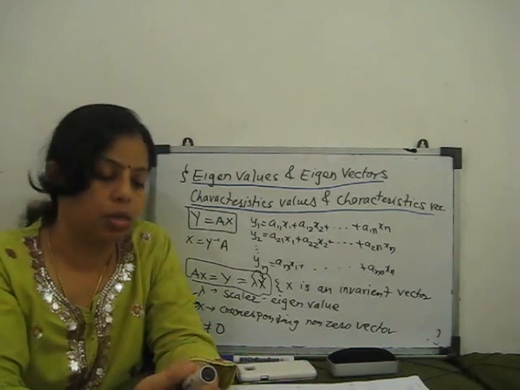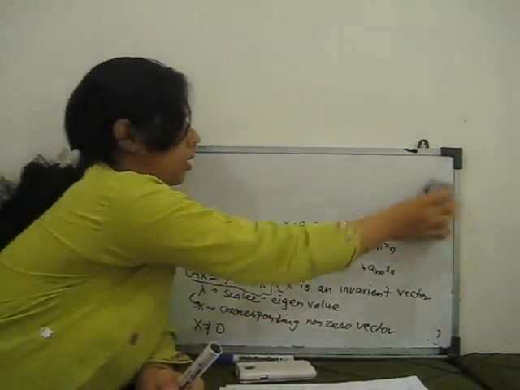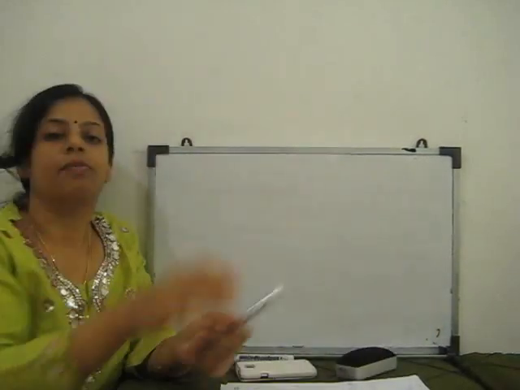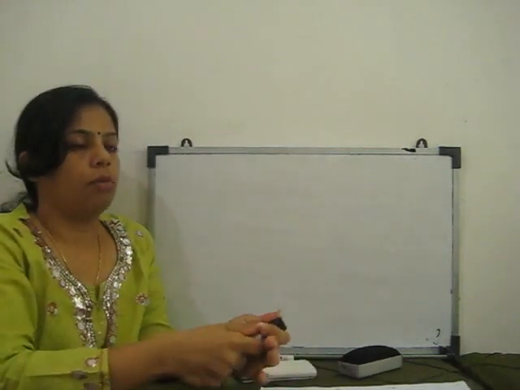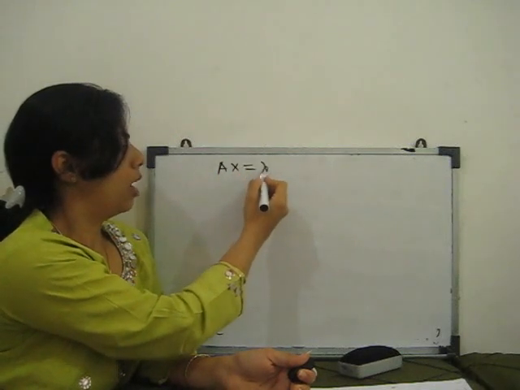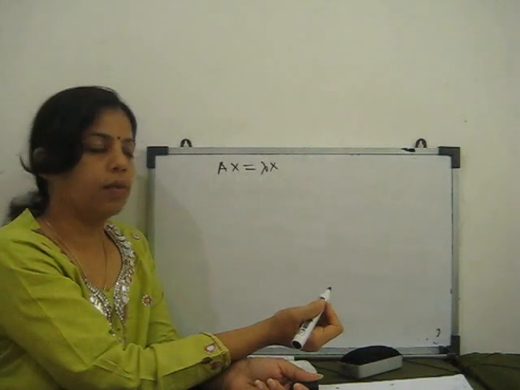Eigenvalues also have some properties. I will just discuss those, then we go for the problem of how to find the characteristic vectors and values both. So first, how do we represent it? We know Ax equal to lambda x for the corresponding lambda that satisfies the function of y.